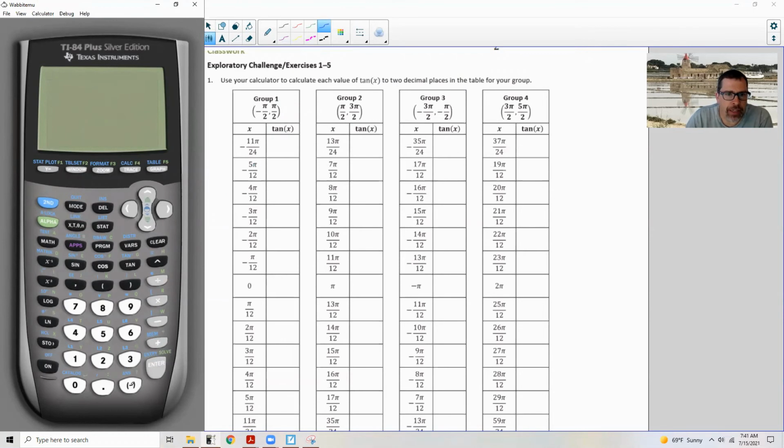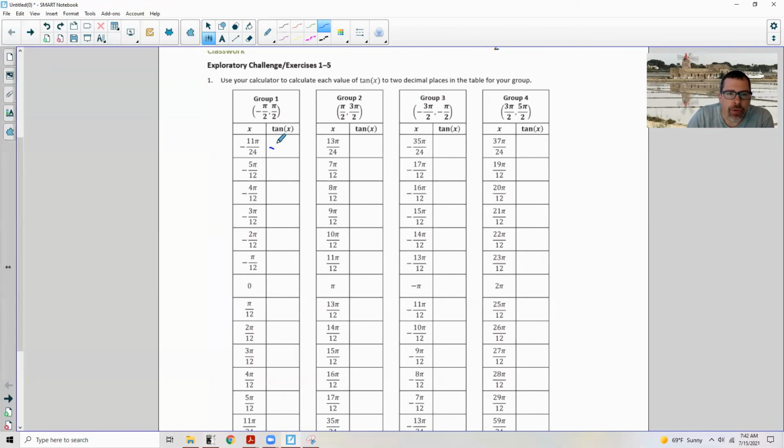So I would take negative 11 pi. And I guess I could just say divided by 24, since 24 is just a number and it's no variable. Okay, so I get negative 1.43, which would round to negative 1.44.